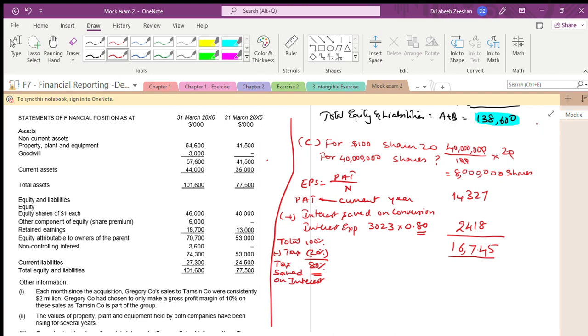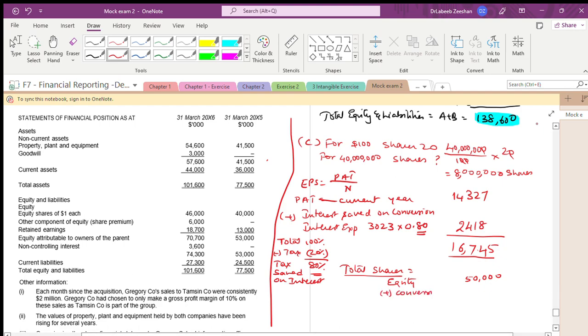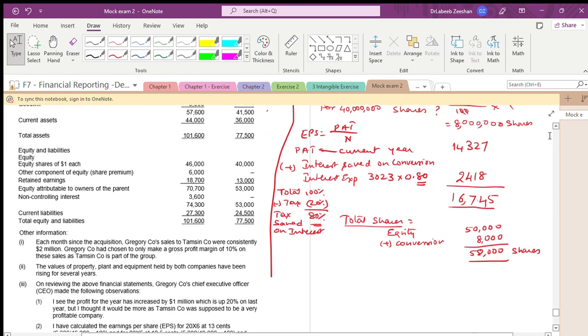Now, what is the earnings per share? How many shares are there? Total shares. Equity is going to be 50 million, plus conversion of 8 million shares. Total 58 million shares. Next.